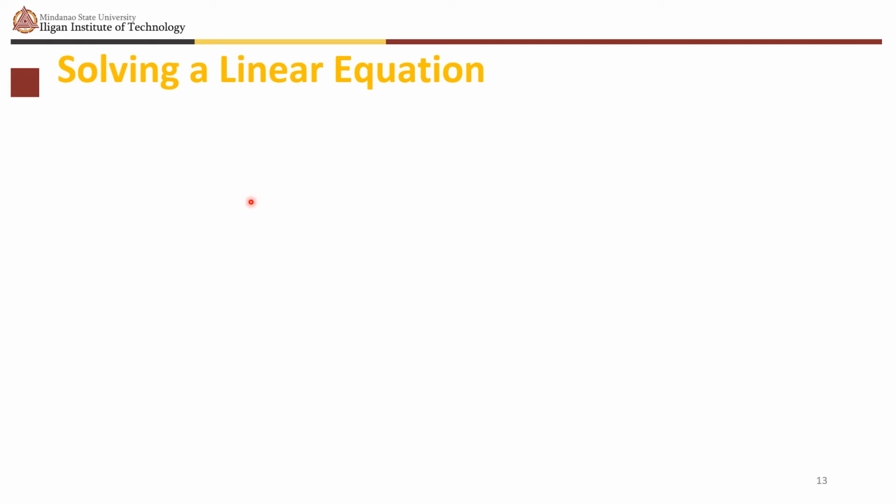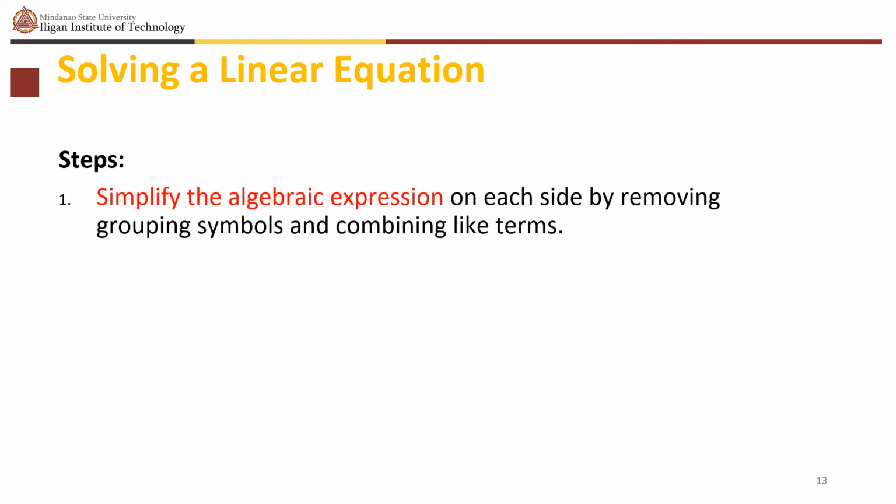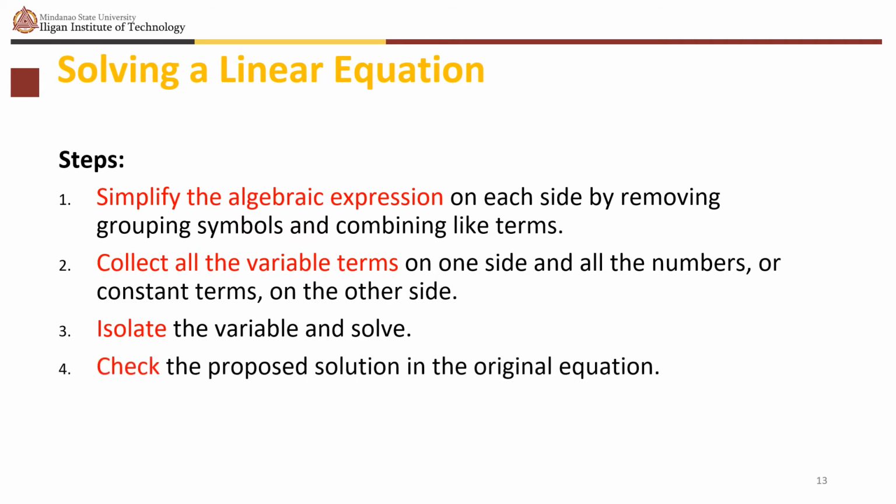Simplify the algebraic expression on each side by removing grouping symbols and combining like terms. So that would be the first step in solving a linear equation. The second step would be to collect all the variable terms on one side and all the numbers or constant terms on the other side. The third step is to isolate the variable and solve. Then check the proposed solution in the original equation.